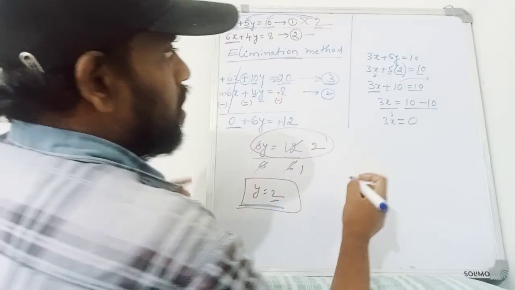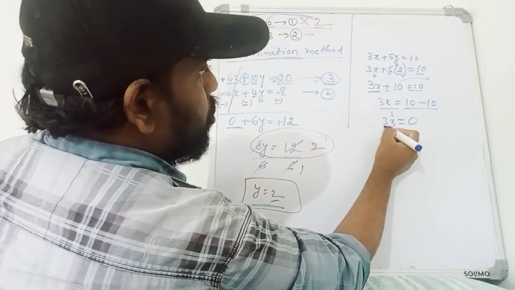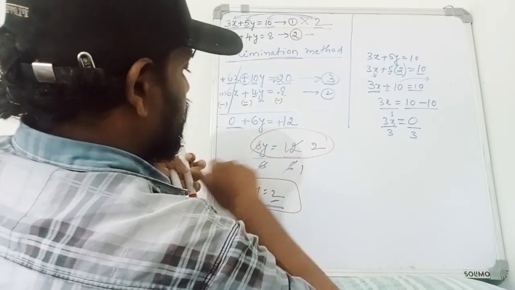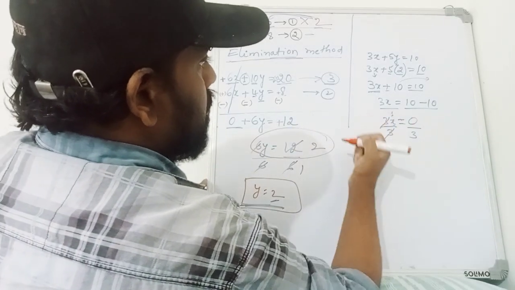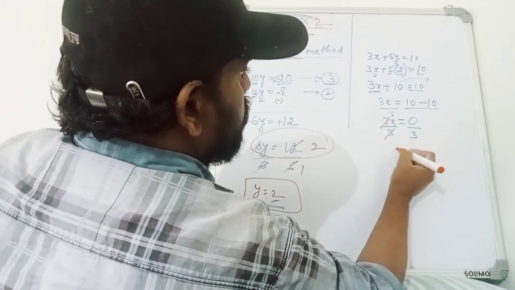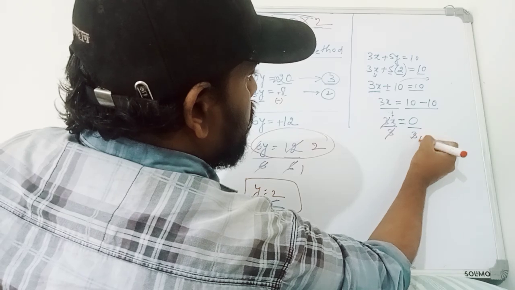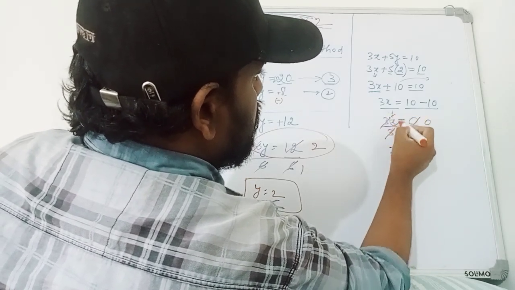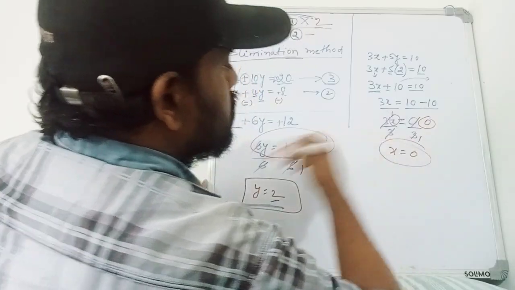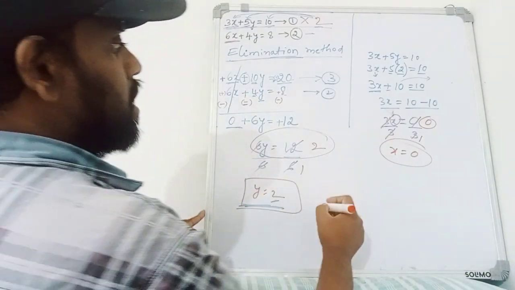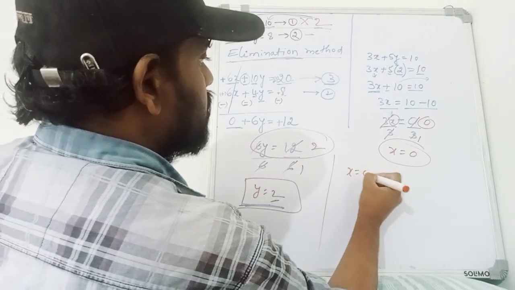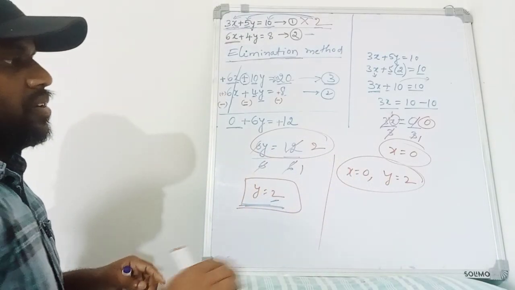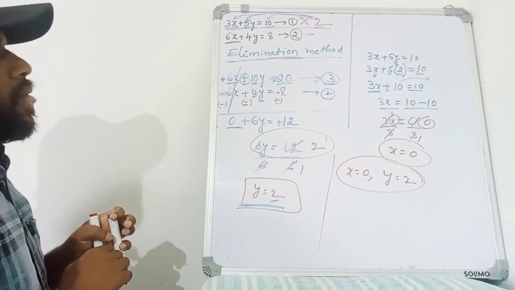Now we need x, so we need to remove this 3. So divide both sides by 3. So this 3 cancels out. 3 ones are 3, 3 zeros are 0. So we get x is equal to 0. Okay, so this is the answer: x is equal to 0, y is equal to 2. This is the required answer.